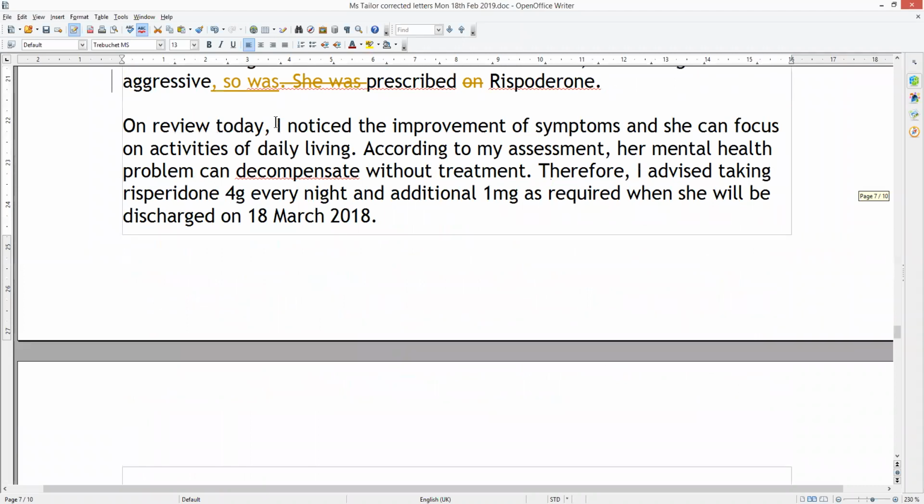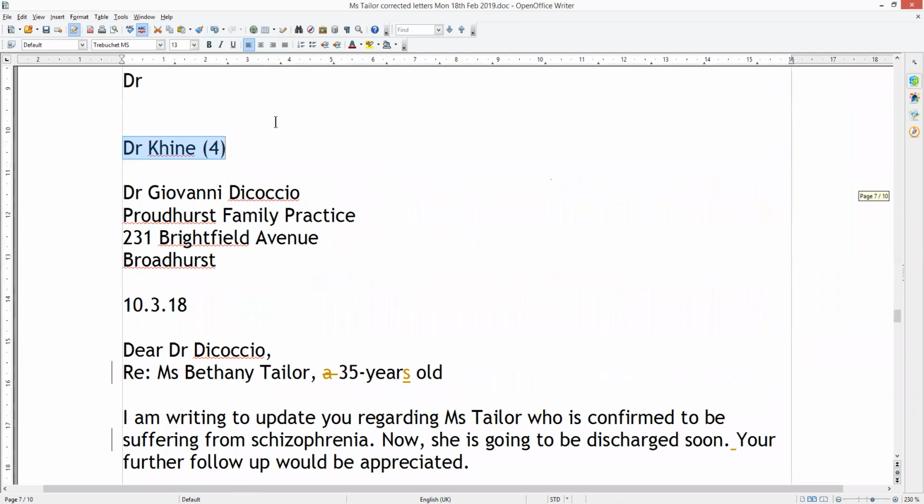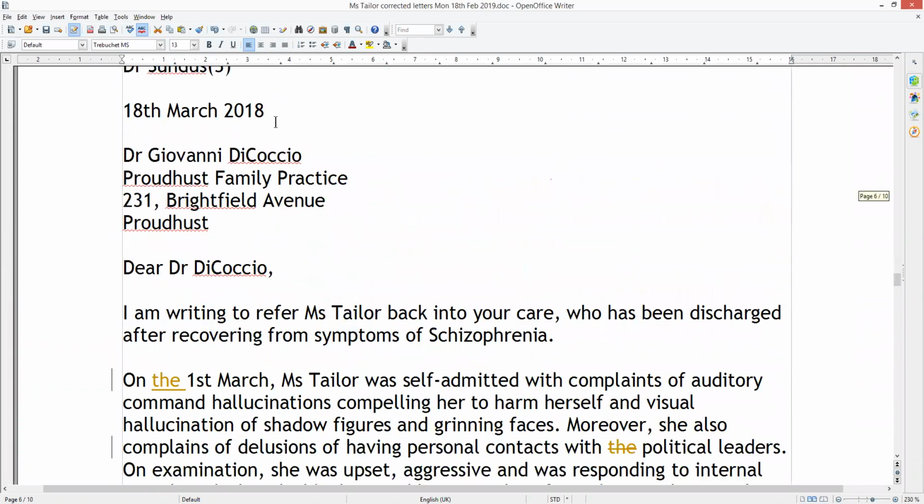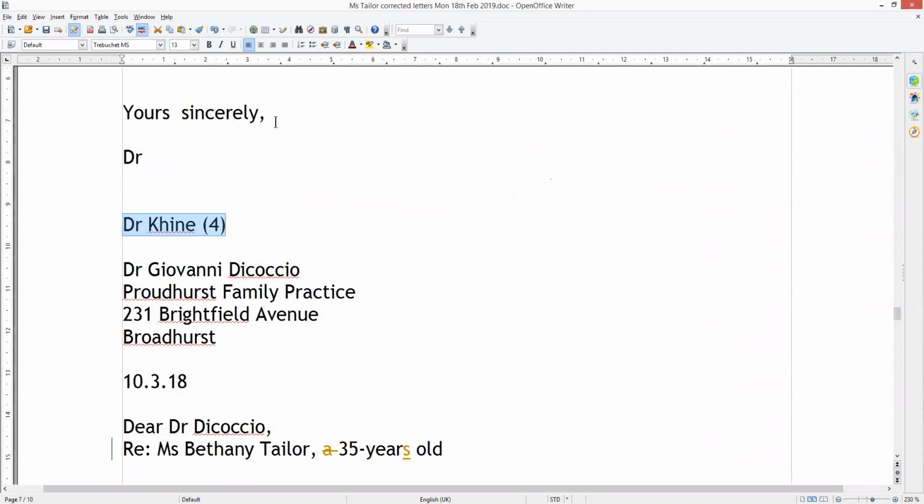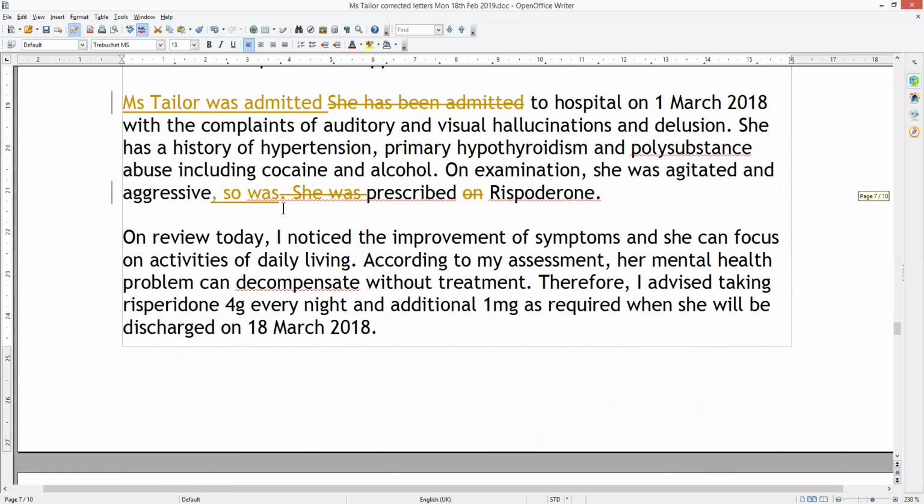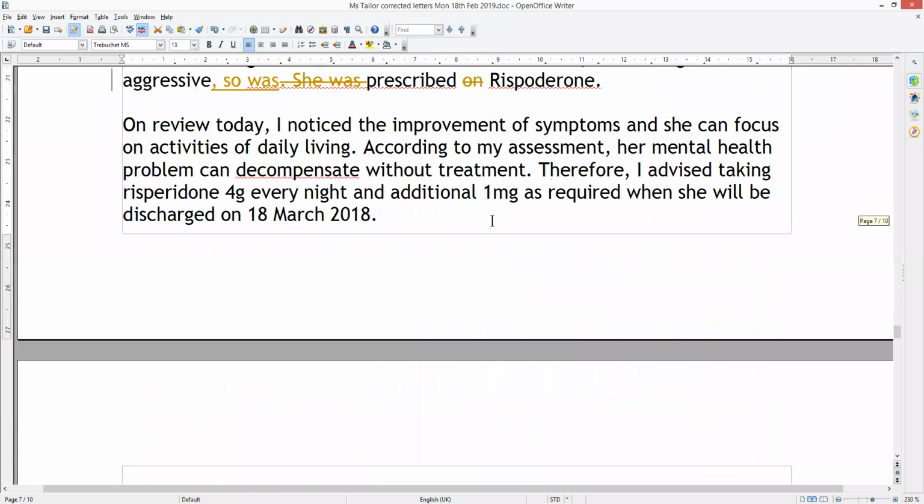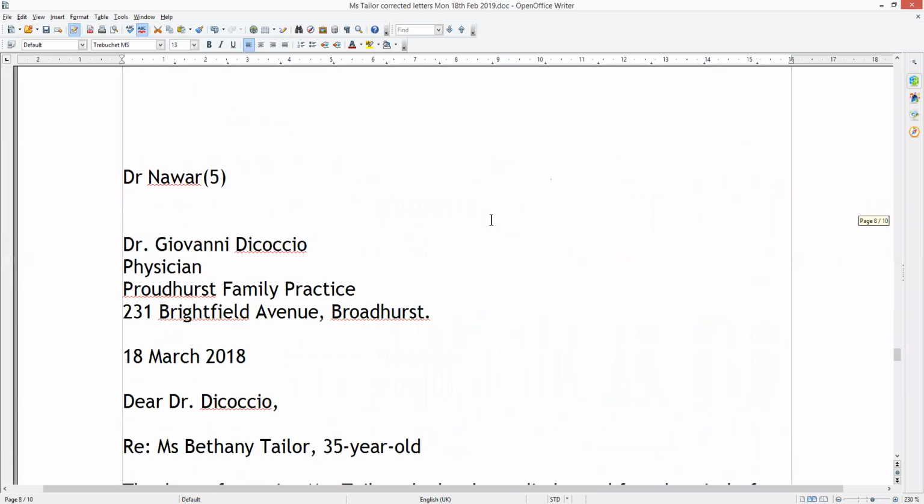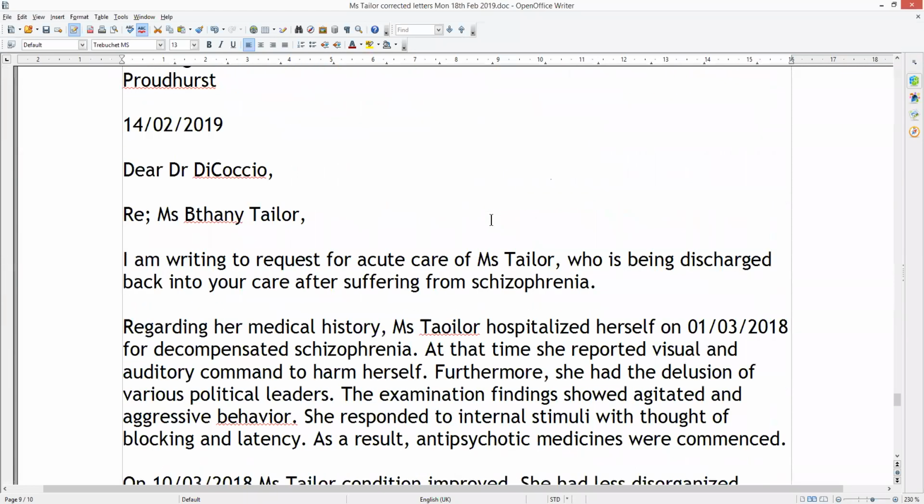Okay. Well, I don't know. It said she was being discharged on 18th. I don't know. But even so, it's still short. It's still short, isn't it? 155. 151 words. Sorry, 155 words. That's still short. You could put some more information in that one.